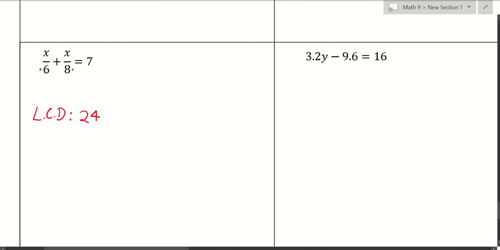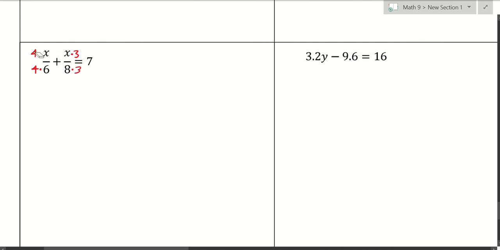So how do you turn a 6 into a 24? You multiply it by 4. And you have to multiply the numerator by the same factor in order to not change the value of the fraction. How do you turn an 8 into 24? Well, you multiply it by 3. And you do the same thing to the numerator so that you don't change the value of the fraction. So that is our first simplification.